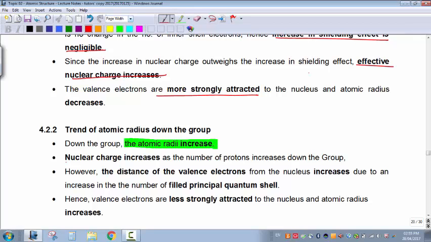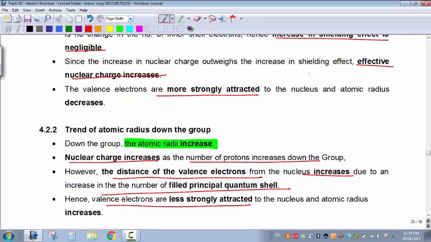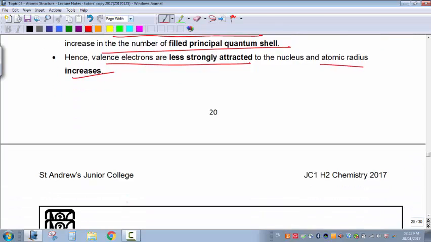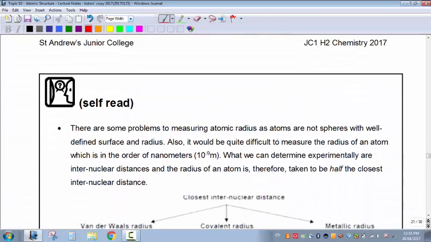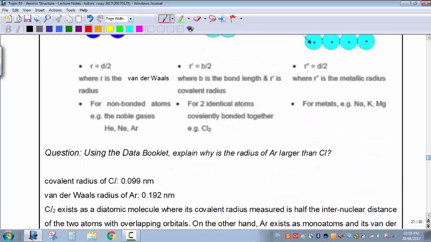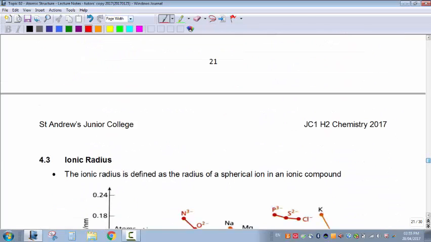Now down the group, the atomic radii increases. Why? Because the nuclear charge increases as the number of protons increases, but the distance of the valence electron becomes further due to an increase in number of principal quantum shells. Valence electron is less strongly attracted, so atomic radii increases. So it's basically the same template as that of ionization energy. Please do the reading for the definition of van der Waals radius, covalent radius, and metallic radius. Although it's self-read, it's included in the syllabus.